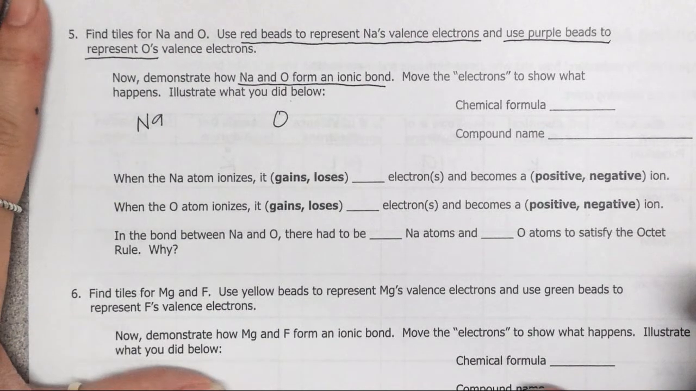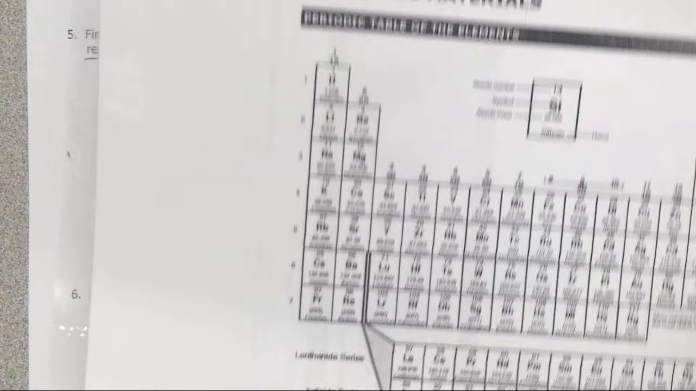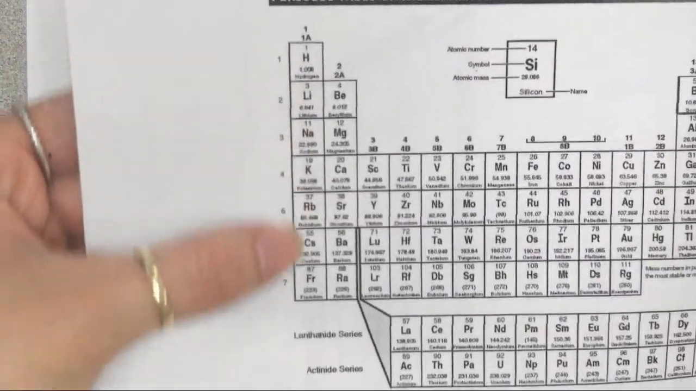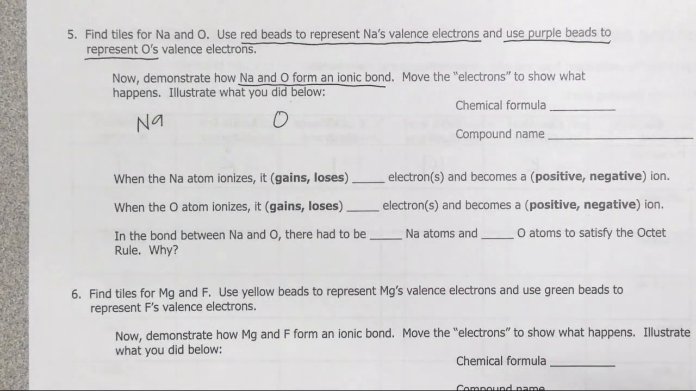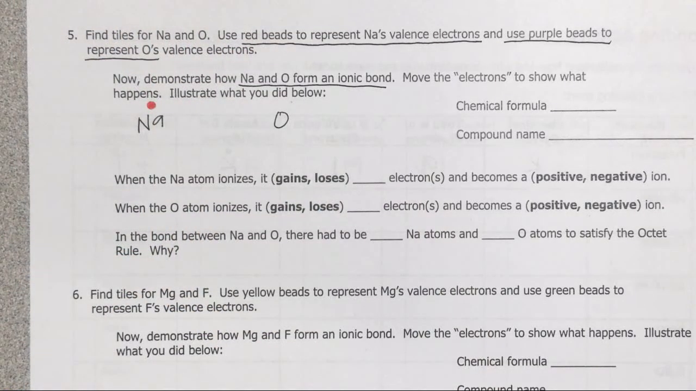So an Na atom, you should be able to identify how many valence electrons it has. Looking at our periodic table, we can see that Na is in group 1A, so that tells us it has one valence electron. I'm going to grab a red marker, and if you don't have a marker right now, you can just draw a dot for now and get to this in a second. I'm going to put one dot because I know Na has one valence electron.